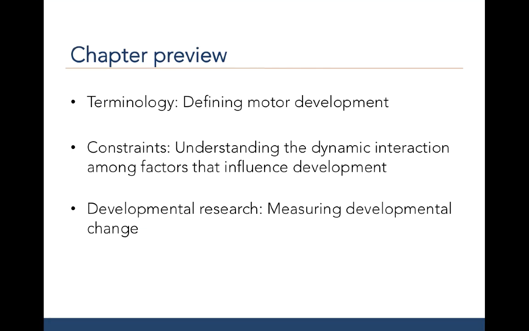In this lecture, students will learn how we define what we mean by motor development and how it differs from other domains of developmental science and other domains of movement science. Students will also learn about constraints and how they interact dynamically to produce different types of movements at different times in an individual's life. Finally, students will learn how we measure developmental change and will be given some examples from different research studies.